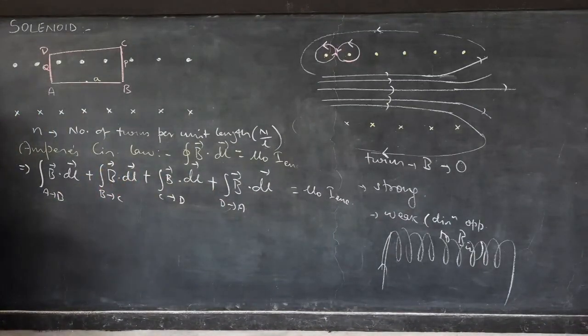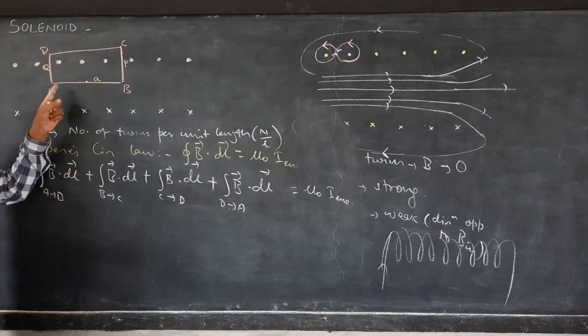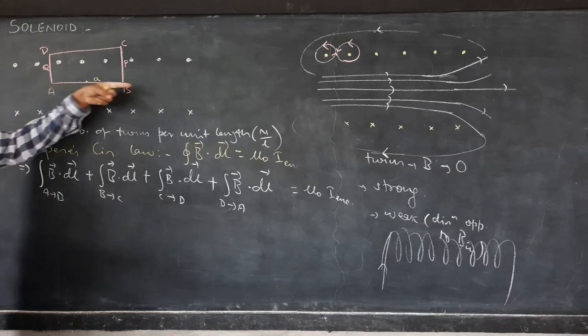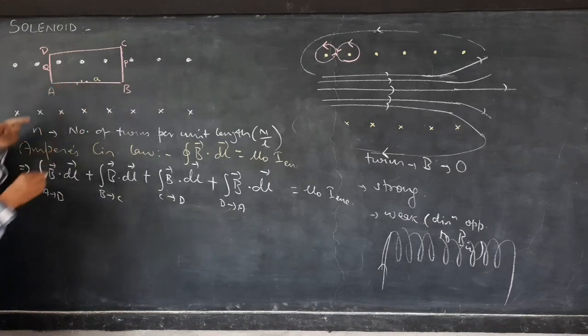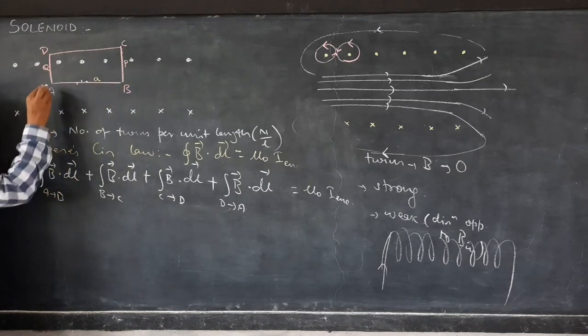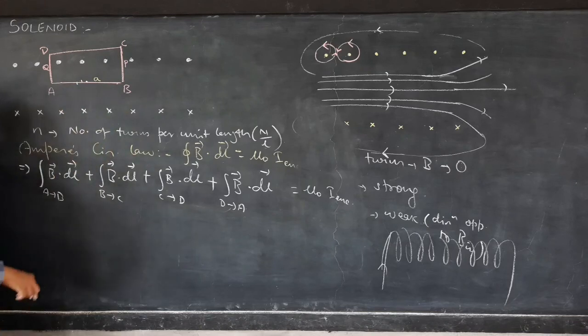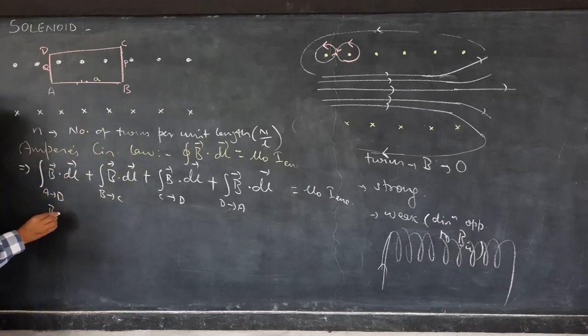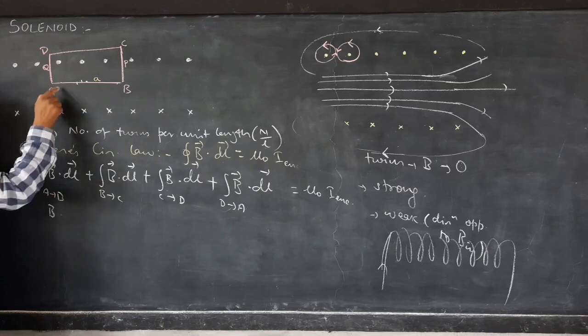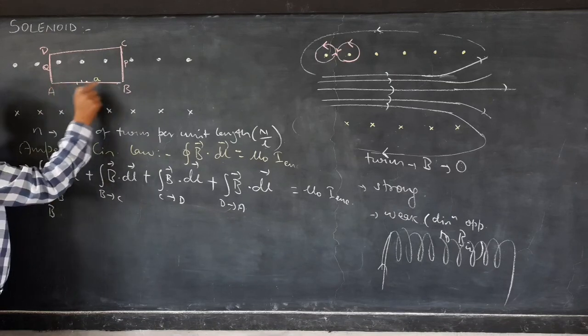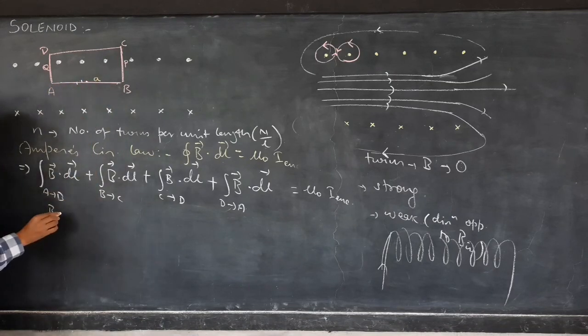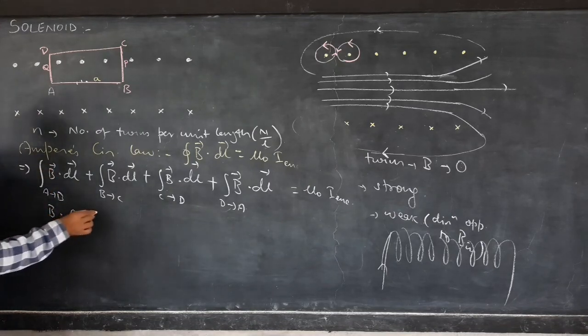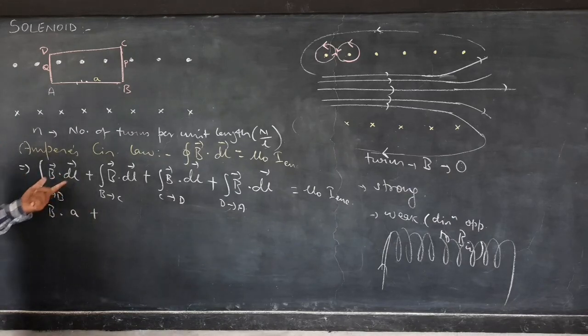Let's see the integrals. First we see from A to B. From A to B, the magnetic field is along the axis. Any small element, dl vector, is also along the axis. So the angle between B vector and dl vector from A to B is 0 degree. So B dot dl simply becomes B into this length. Integration of dl means from A to B. From A to B, what is the length? This length I have taken as a. So I will write B into small a. If you wish, you can take it as L also. Plus. So this part simply gives B times this length of the rectangle.